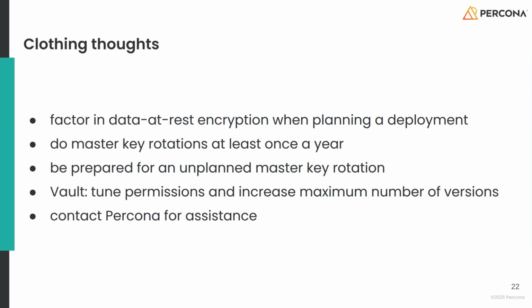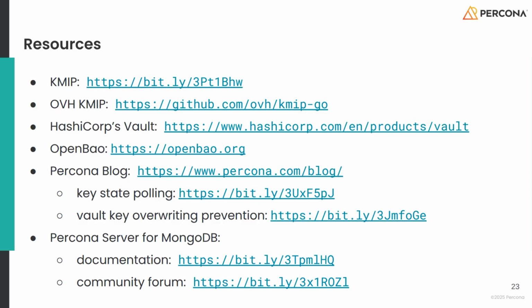And as the last slide, here we have some resources you may be interested in. The KMIP standard, the implementation from OVH, documentation of both HashiCorp's Vault and OpenBao, the Percona blog with many interesting topics, and two posts in particular which relate to today's presentation, and also documentation and forum for Percona Server for MongoDB.